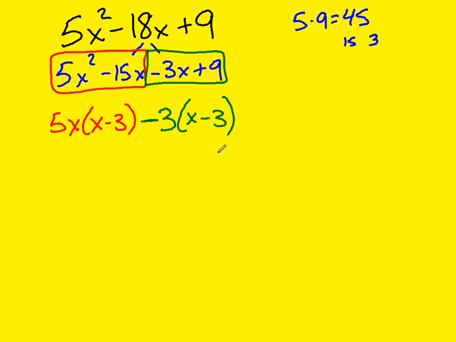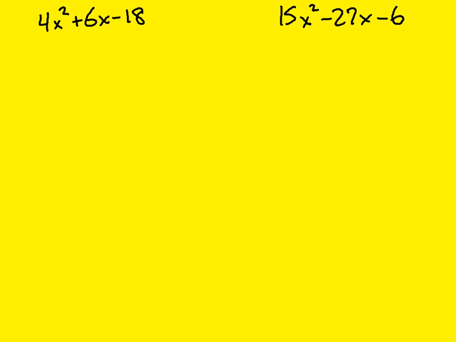So again, just like in the last one, I have these two numbers that were the same, that were left behind, and I also have these two numbers that were pulled out, 5x minus 3. That becomes my other factor. There's my factored answer.